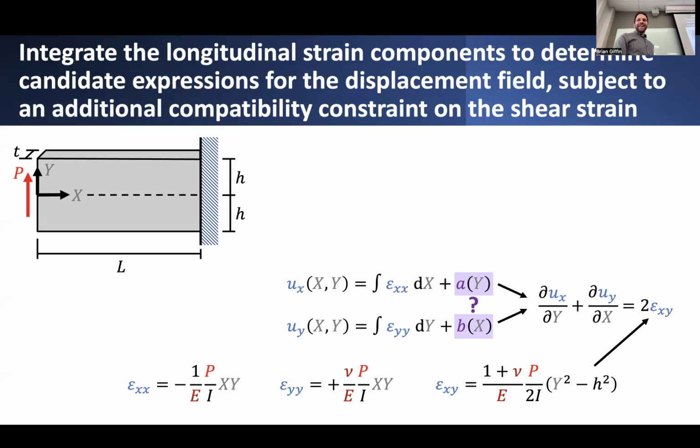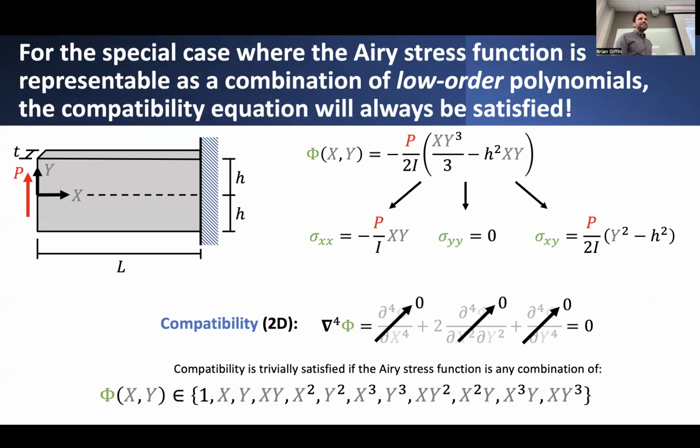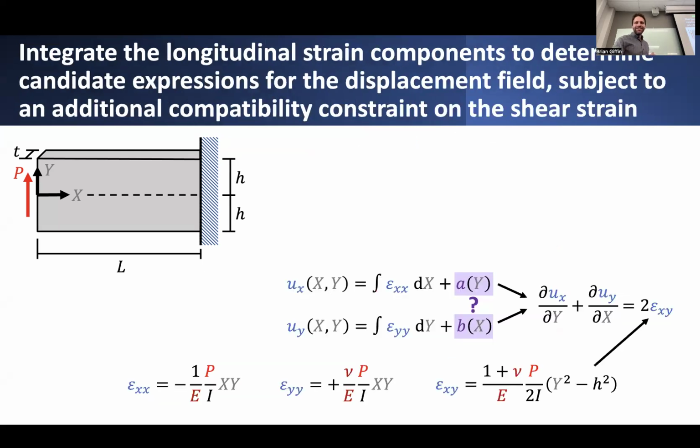Didn't we already satisfy compatibility? Didn't we already get this for free, once we posed our Airy stress function such that it looks like this, and I got my stress components, and it satisfies compatibility? Do I really need to do anything extra to enforce this condition, if I pose these forms for ux and uy? Do I really need to check this extra constraint on the shear strain? And the answer is yes.